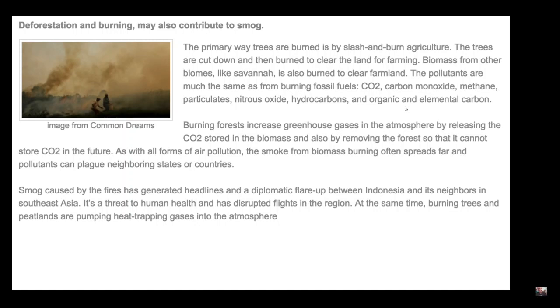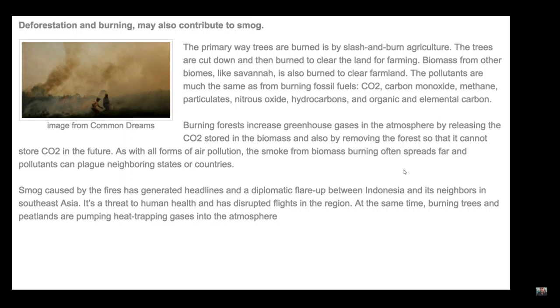And as you're going to see, same thing with Indonesia in your workbook, talking about a case study. But really the biggest thing is smog, but this definitely adds particulate matter into the air. When you burn biomass, it really sets these things up into the air, which then really contributes to these things called smog, right? So burning forests increases greenhouse gases in the atmosphere by releasing the CO2 stored in the biomass, and also by removing the forest so that it cannot store it, right? So you're killing the thing that would normally take these things in.